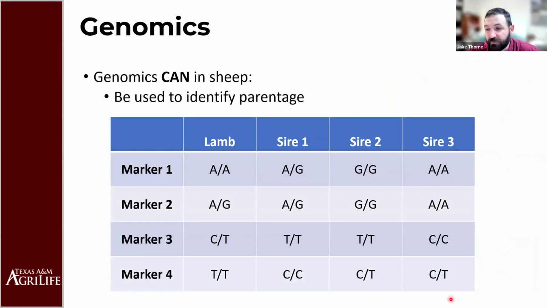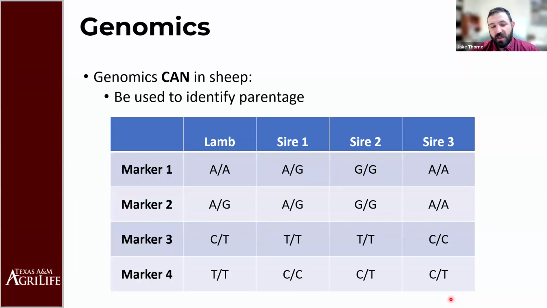The sheep industry uses it to identify parentage, and really that's through kind of an exclusion method. Just to explain that a little bit, as a reminder, genetics 101: animals inherit half of their genetic information from each of their parents. They inherit one chromosome from their mother and one from their father, so they have a pair of chromosomes. For each gene, you have 2 copies of that gene, or at each marker location, you would have 2 different alleles at that location.